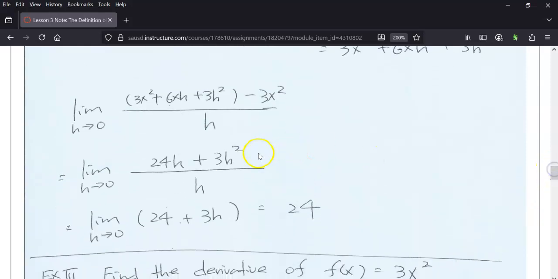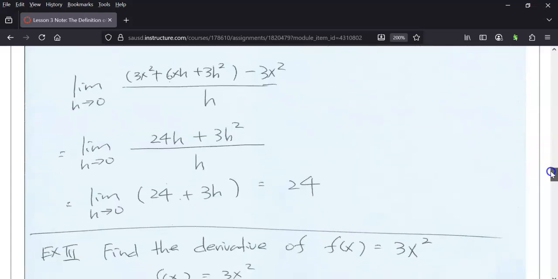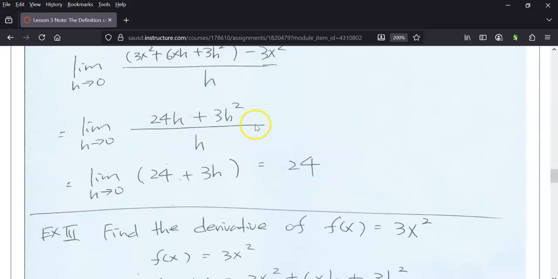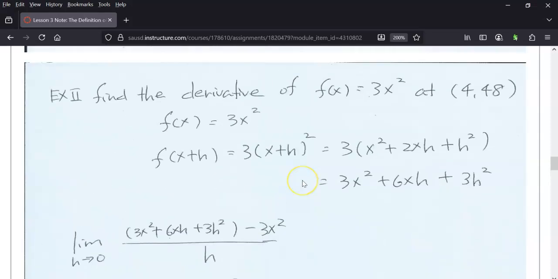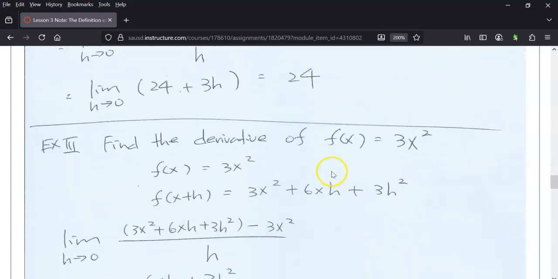So what we have here is 3x squared cancels out, and then we can plug in the x, because they did tell us that x is equal to 4. So let's plug in the x so we only have the h to deal with. Once we get rid of the x, you can see that we can factor out and cancel h. So you get left with 24 plus 3h. Now let's take the limit as h approaches 0 of this new function. You get 24. So the derivative of f of x equal to 3x squared at x = 4, the answer is 24.